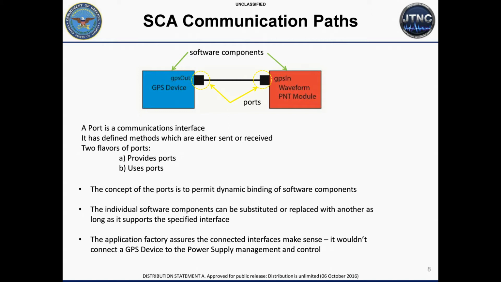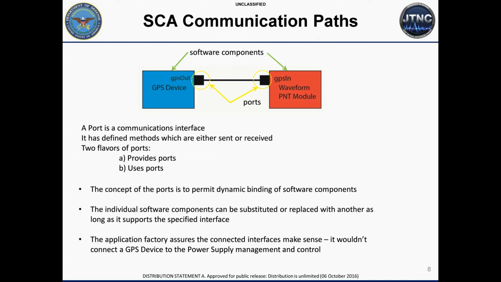Slide 8 introduces one of the more interesting design features of the SCA. In the graphic, we have 2 software components, a GPS device and a position, time, and navigation, or PNT component. As you will see in a couple of slides, waveforms are components that have to be connected together. Until the application factory connects the 2 components illustrated in the graphic together, they cannot communicate with each other. In order for the application factory to be able to connect the 2 components together, there must be a standardized mechanism defined for component communications.